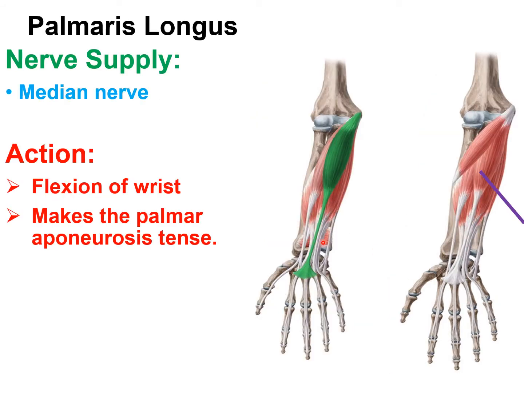Nerve supply of palmaris longus is the median nerve. It causes flexion at the wrist joint and it makes the palmar aponeurosis tense. Just proximal to the wrist, the median nerve projects laterally deep to the palmaris longus and it lies between the flexor carpi radialis and palmaris longus.